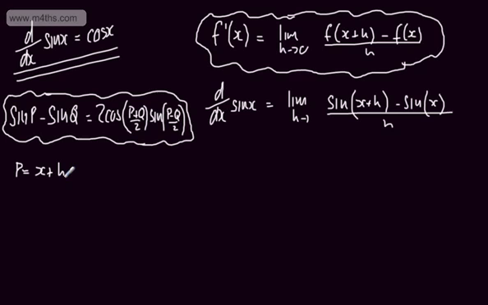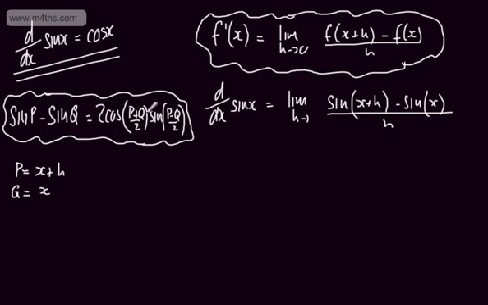It's certainly not the only way. I can think of 2 or 3 other ways that you might be showing this. So what I've done, I've taken sine of p, where p is now x plus h, minus sine of q. So now we can say that q is simply x. All we're doing is saying that q is equal to x.